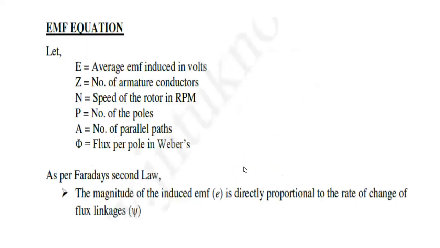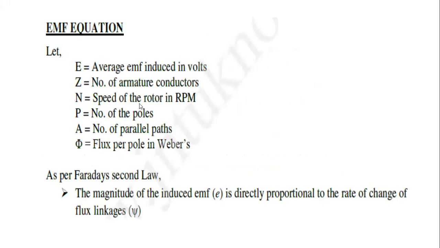Okay, this is the action of a commutator. Next, coming to the EMF equation, where E is the average EMF induced in volts, and Z is the number of armature conductors. We remember these terms.